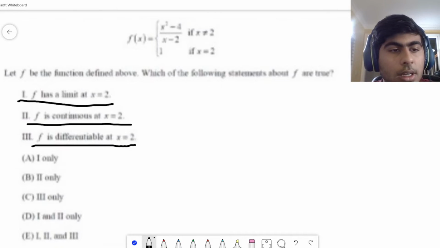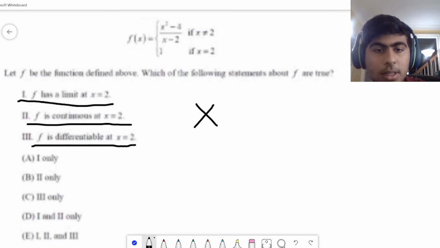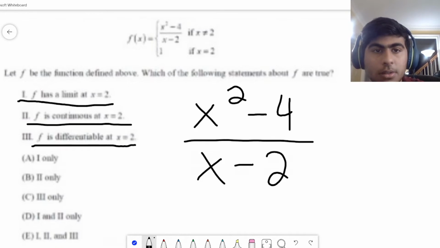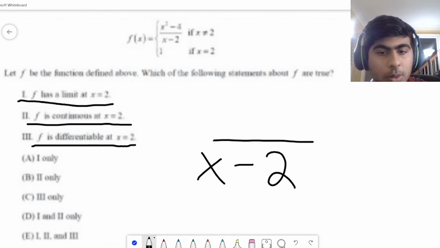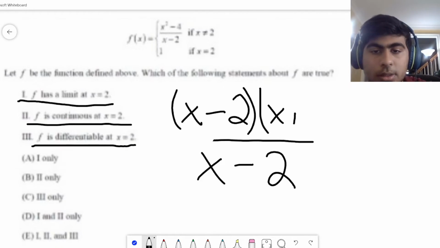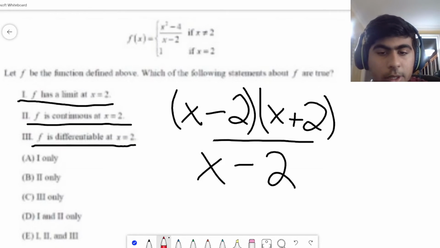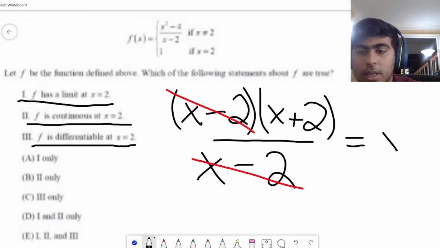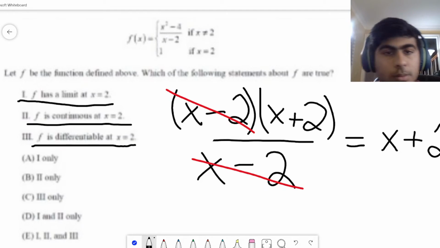First, let's see. Does f have a limit at x equals 2? I hope you can see that clearly enough, and I apologize for the poor resolution. This is if x is not equal to 2. The x squared minus 4 term up here, we can factor that, making it x minus 2 times x plus 2. That way, we can cancel that out, and this just becomes x plus 2.